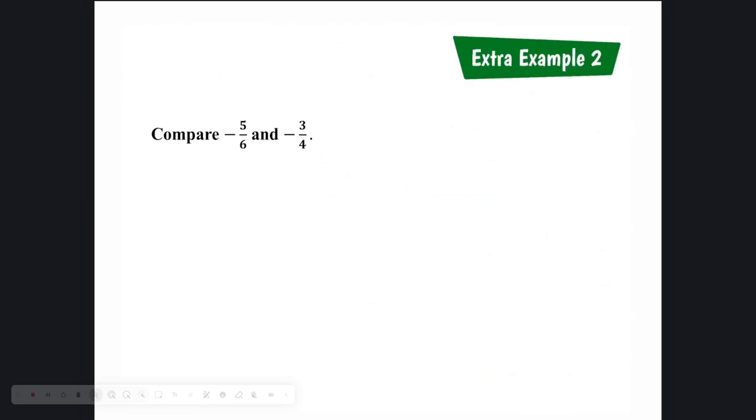Extra example 2. You'll try this problem by yourself. Compare -5/6 and -3/4. Hit pause and attempt this example. Check your answer by resuming the video to see if you got the correct answer. The answer to this problem is -5/6 is less than -3/4.